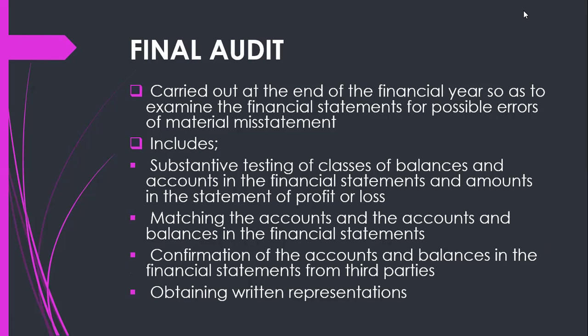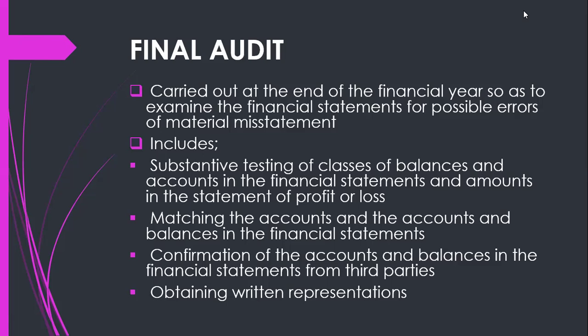All right. So now the final audit. The final audit is carried out at the end of the financial year, so as to examine the financial statements for possible errors or material misstatements. So in the final audit, our focus is on the financial statements. We have obtained the evidence. We've tested the controls. We've carried out the substantive testing. Now we need to compare that information to see if it's tallying with the financial statements.